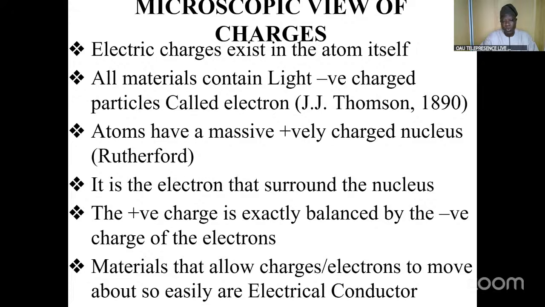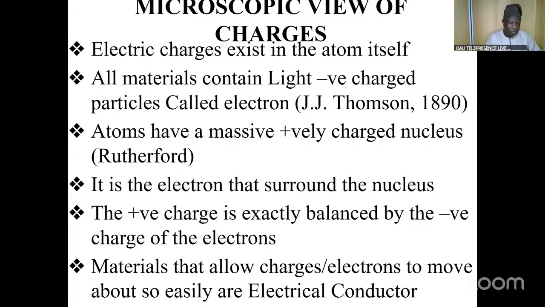So it's not every light that glows. That's what he's saying. The next point, atoms have a massive positively charged nucleus. And I can ask you who said that. That is Rutherford. Rutherford is the first scientist who discovered that atoms have a massive positively charged nucleus. So the nucleus is important when it comes to the study of charges. Then the next point, it is the electron that surrounds the nucleus.